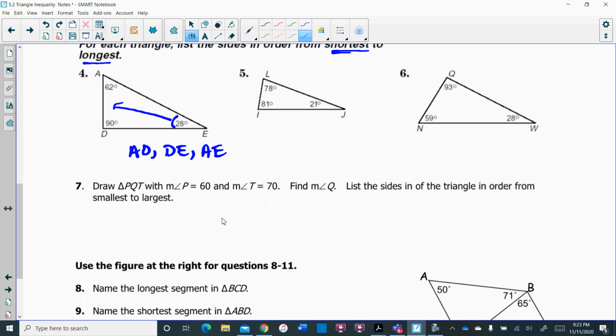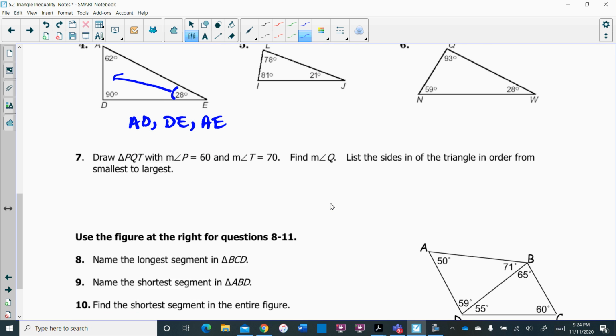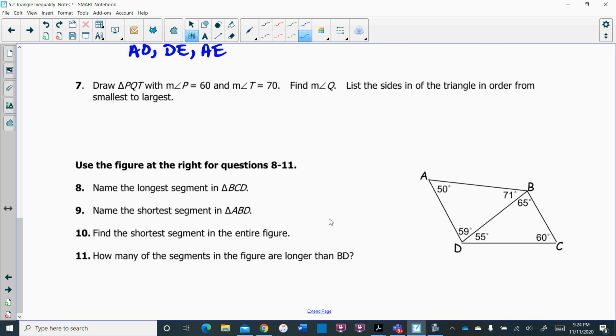Here it says draw the triangle, label it, and then list your sides. So you want to see if you can do this. It's similar to what we did in the notes. And then here you're answering the question using this figure that they gave you over here on the right. They gave you all the angle measures, and they want you to find the longest segment in a specific triangle.